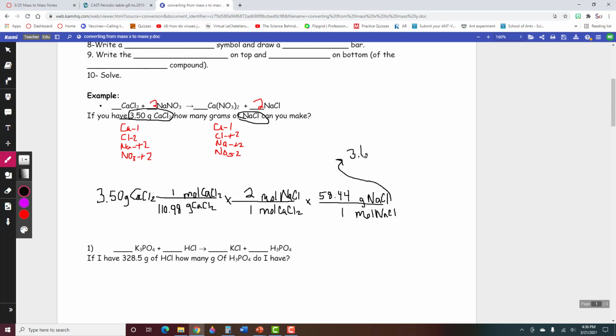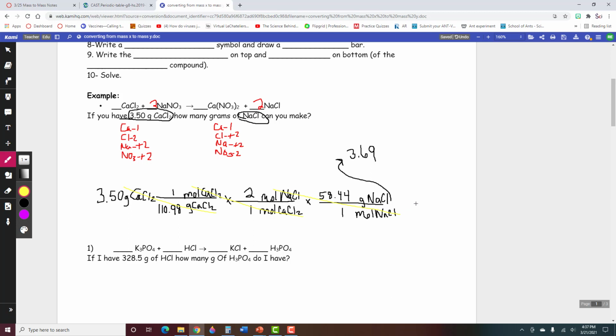3.69. And then let's look at units, because that's very important. So your diagonal units should cancel each other. These should be the same, then they go away. These units are the same, so they go away. These units should be the same, so they go away. So diagonal units should always match.